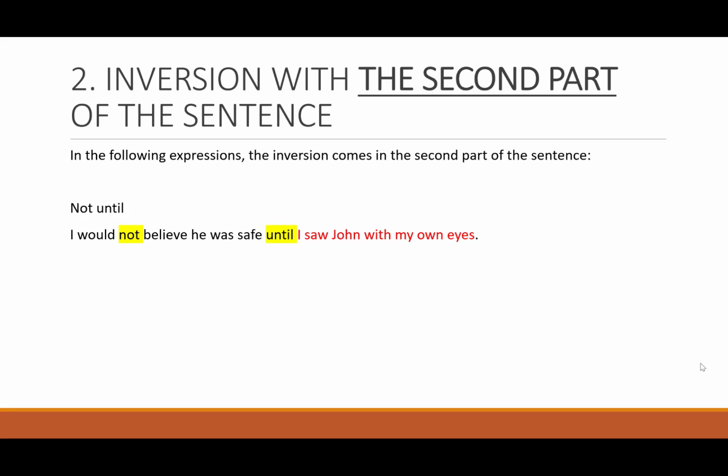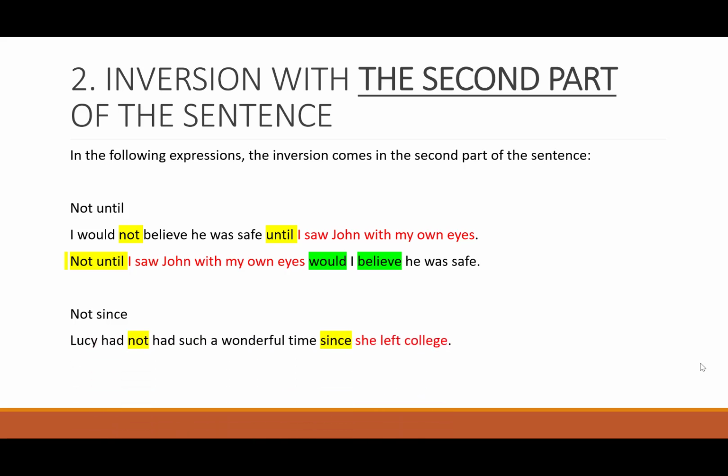First of all, you put the adverbial at the beginning of the sentence, not until. Then you take the second part of the sentence, I saw John with my own eyes. Then the first part of the sentence is put into an interrogative pattern. Would I believe he was safe? The same pattern can be used for the adverbial not since. Look at the example. Lucy hadn't had such a wonderful time since she left college.